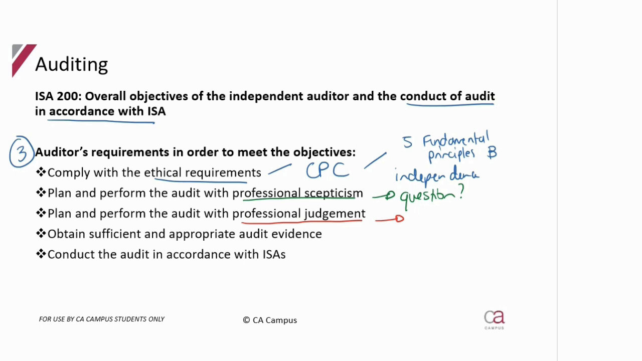I need to use my experience to help me decide: yes, no, I'm comfortable, I'm not. I need to obtain sufficient and appropriate audit evidence. We've already seen that. Sufficient and appropriate audit evidence helps us to get reasonable assurance. And I need to conduct the audit in accordance with the ISAs.